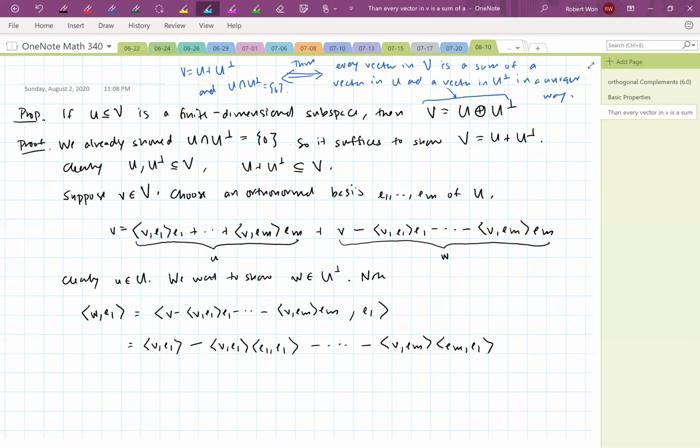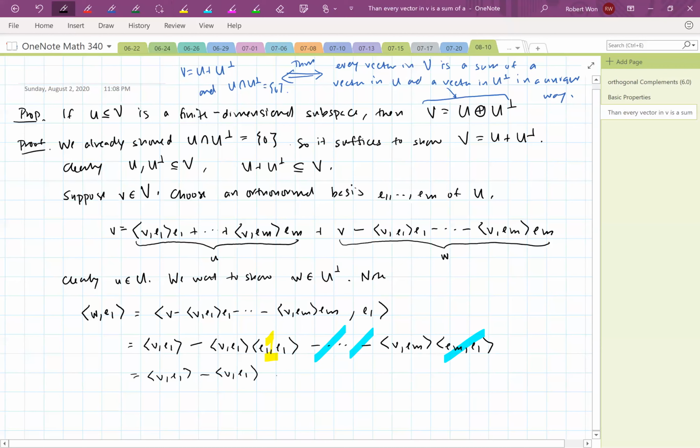And now what's nice? Well, E1 with E1, this is an orthonormal basis. This is just the scalar 1. And then all the rest of the inner products with EM and EM minus 1 and all the rest of them with E1 are 0 because it's an orthonormal basis. So this in the end just becomes the inner product of V with E1 minus itself, which is 0. Which means that this vector W is orthogonal to E1. But this exact argument works if you take any EI. Right? One term will be non-zero, but it'll cancel with the first term.